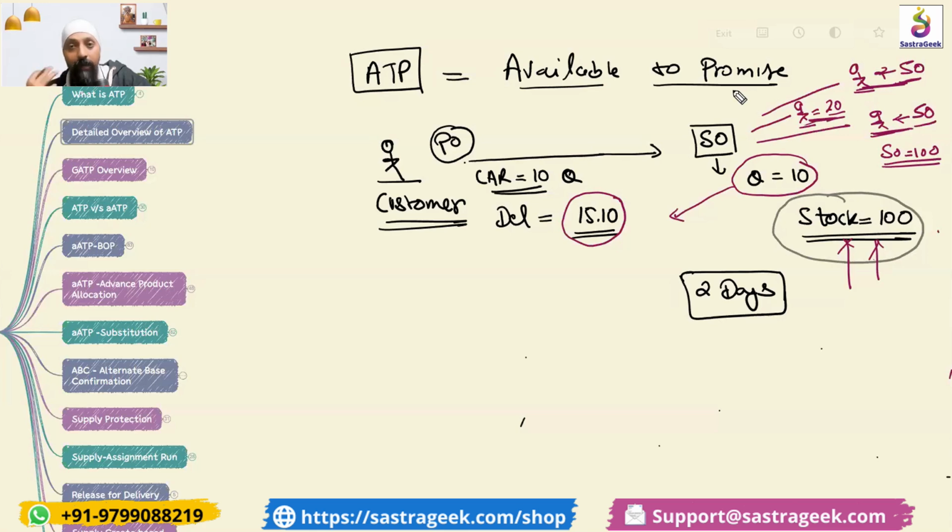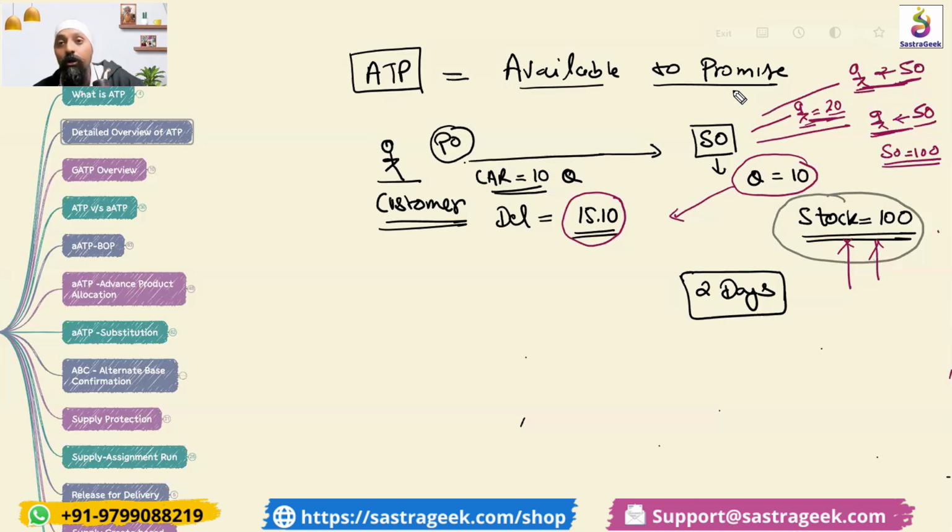I have a stock which I can promise. Okay, I have a stock, but I cannot promise. So it is available to promise: how much I have available which I can promise. I have 100 rupees with me. Somebody is asking me, give me 20 rupees. Can I promise him to give the 20 rupees? No, I have other people. I need to give them 150 rupees. So I cannot promise this guy 20 rupees, although I have 100 rupees in my pocket.